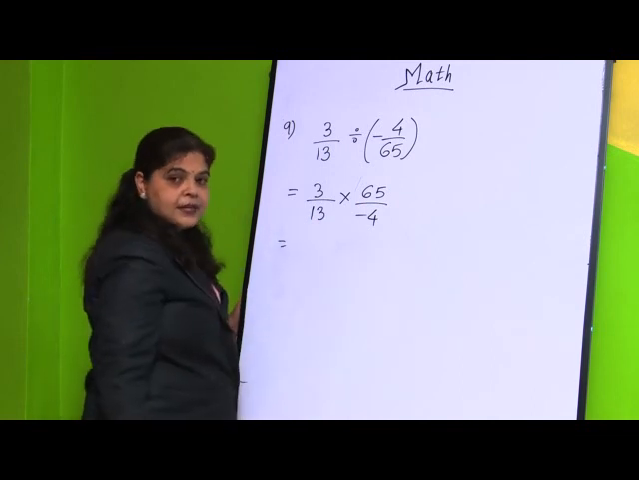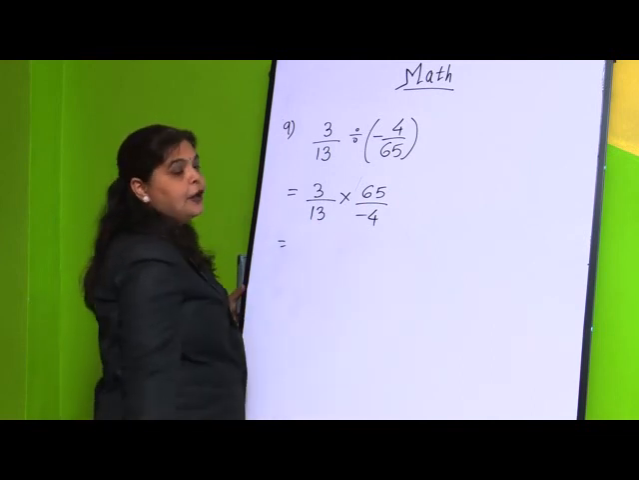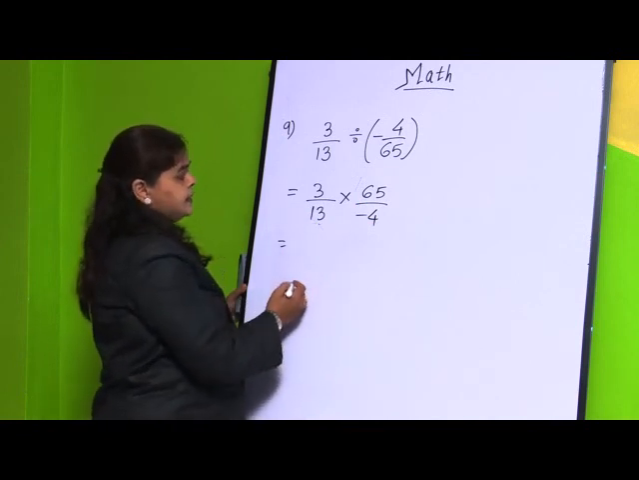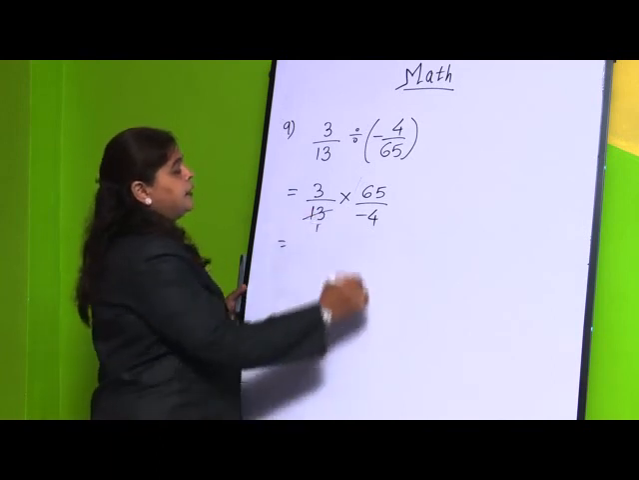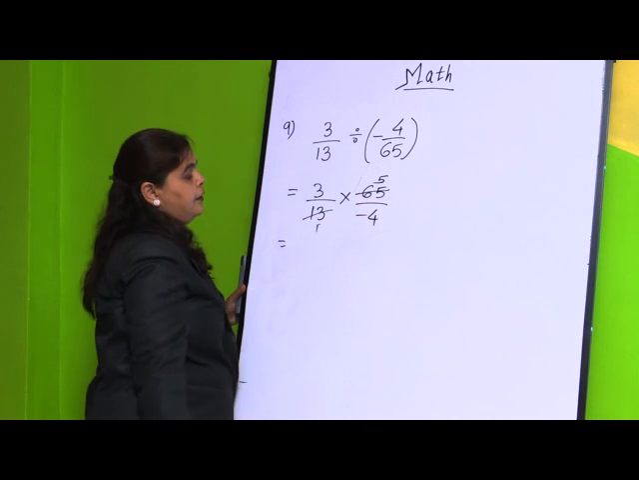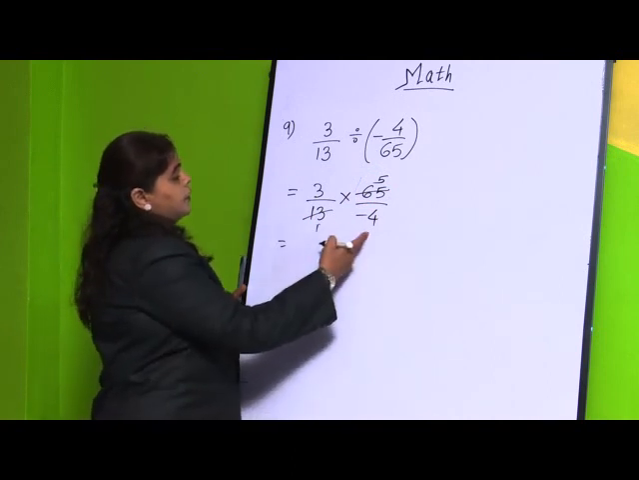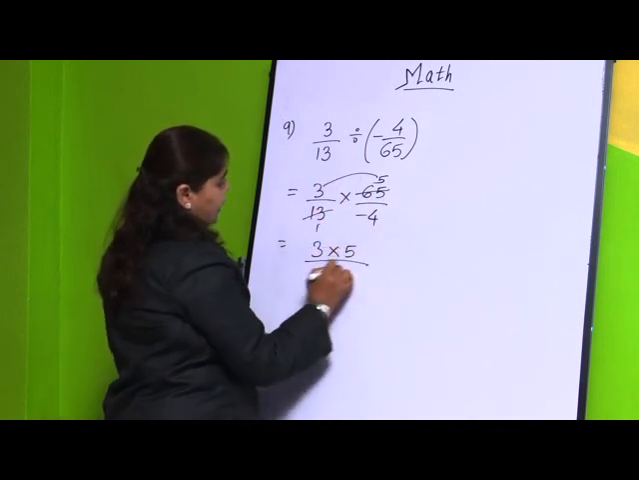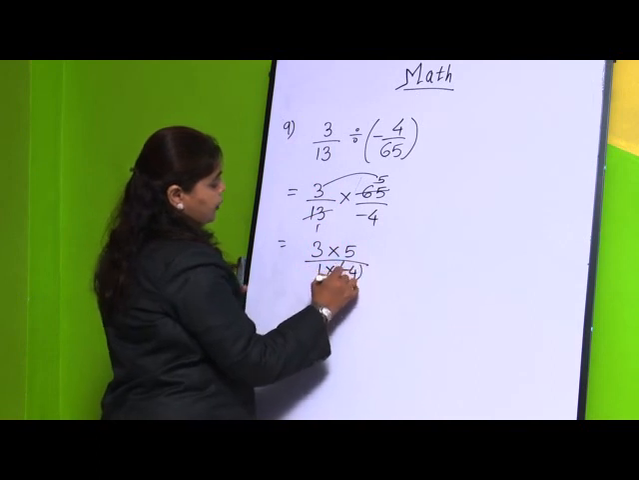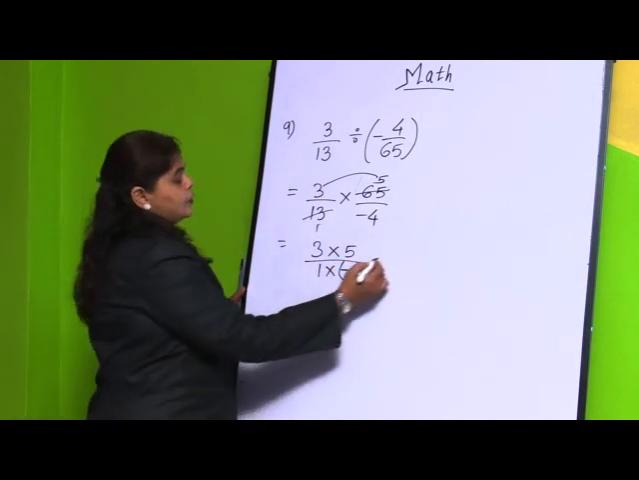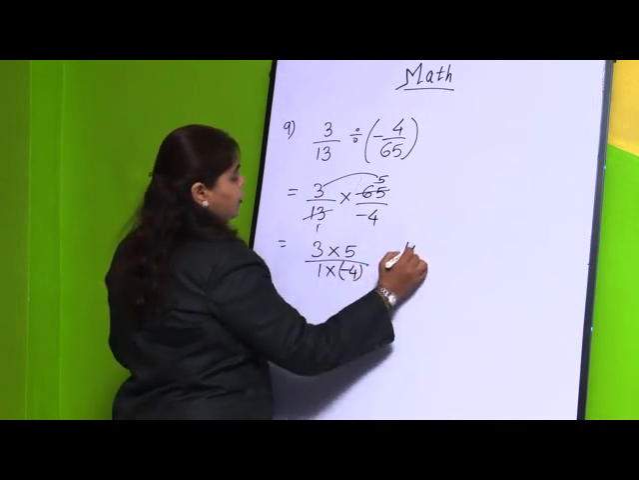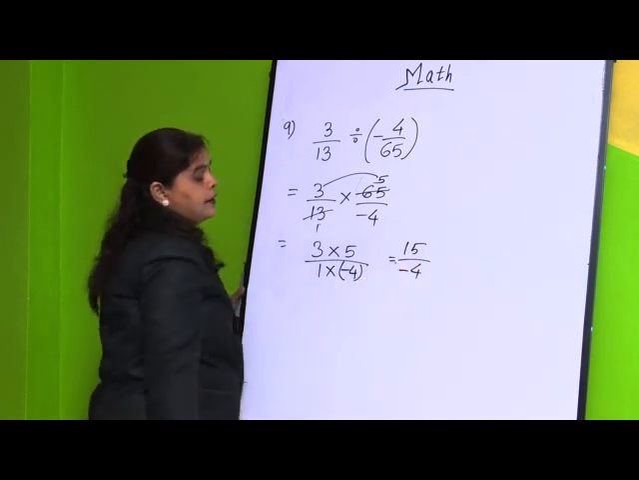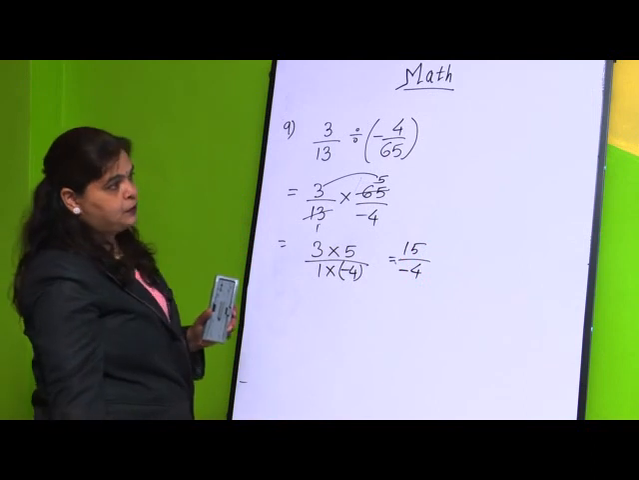Now, yes, you are right, we have to do smart work. If it is possible to reduce, we will reduce. Is it possible to reduce? Yes, 13 ones are 13, 13 fives are 65, 13 fives are 65. Now, it is not possible to reduce, so we directly multiply numerator to numerator and denominator to denominator. So, what will be the answer of this? It is nothing but 5 threes are 15 and 4 ones are 4, but we are having a minus, so we have to write minus 4.